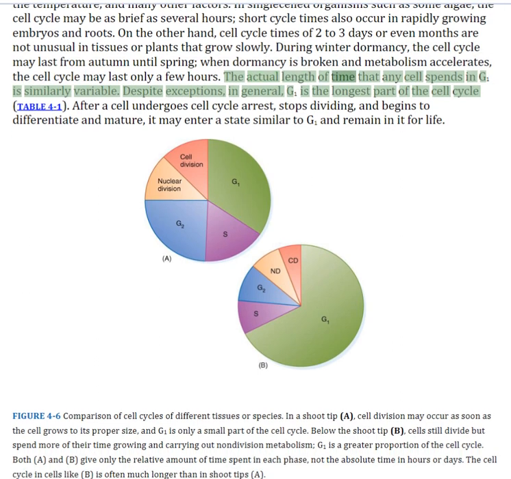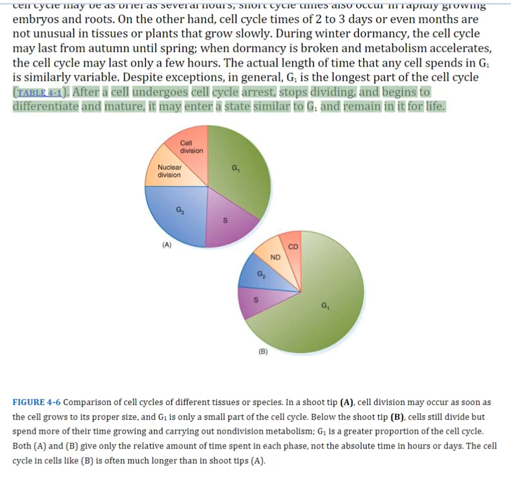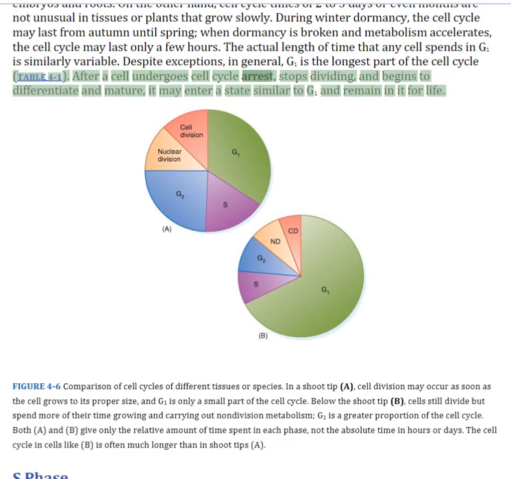The actual length of time that any cell spends in G1 is similarly variable. Despite exceptions, in general, G1 is the longest part of the cell cycle. After a cell undergoes cell cycle arrest, stops dividing, and begins to differentiate and mature, it may enter a state similar to G1 and remain in it for life.